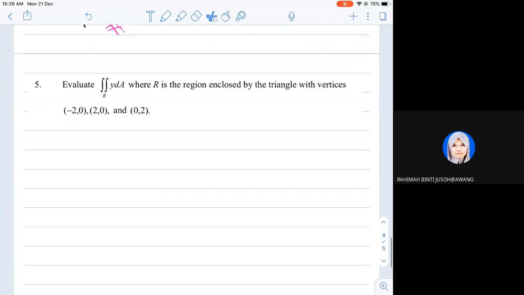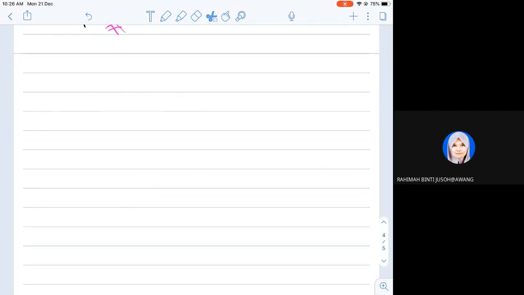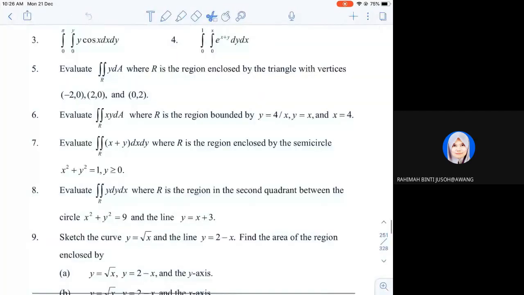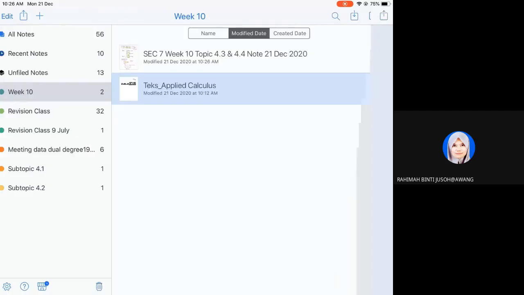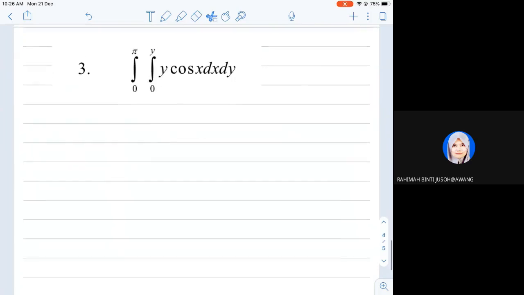Oh, before that, because sometimes students always got confused with this, so let us do question number 3. Why do students always get confused with this question? Guys, always bear in mind when we want to sketch the graph, you have to refer to the limit. Okay, refer to the limit.